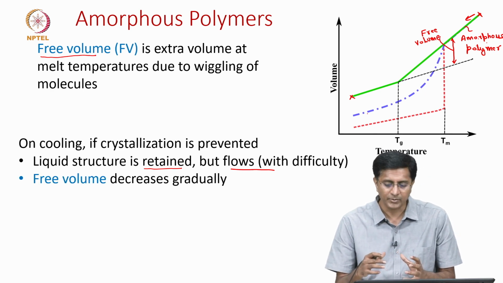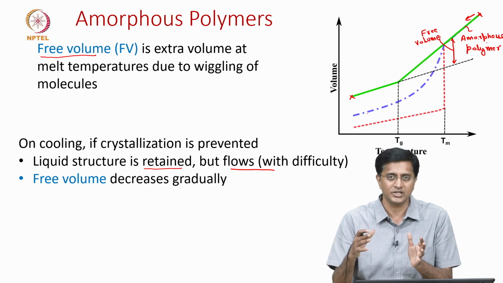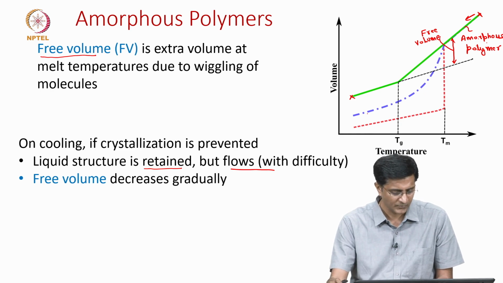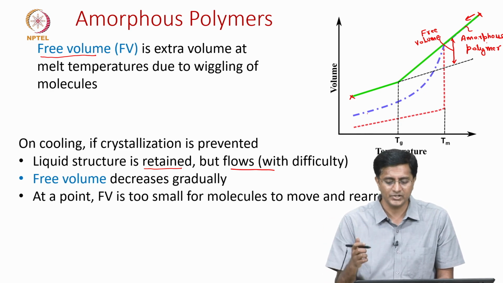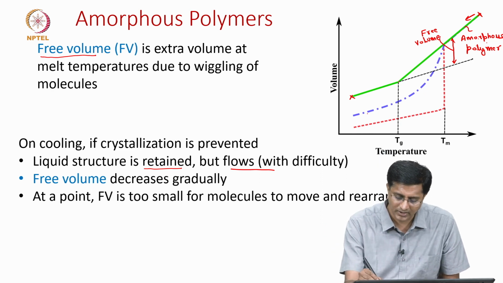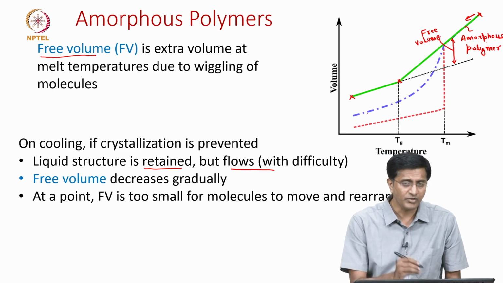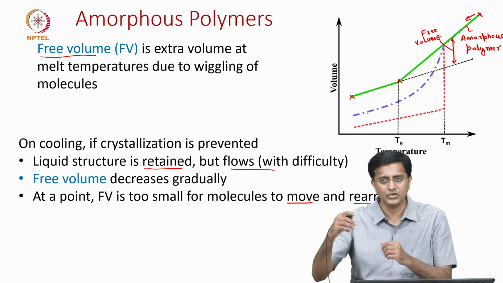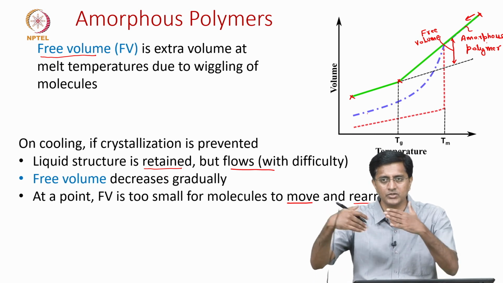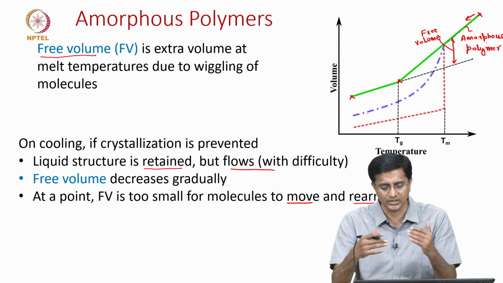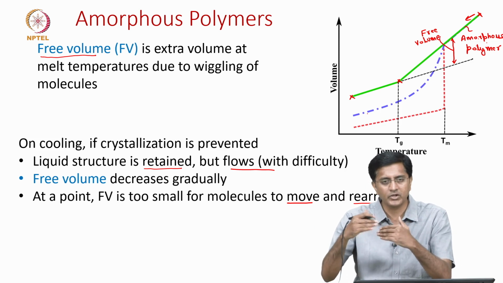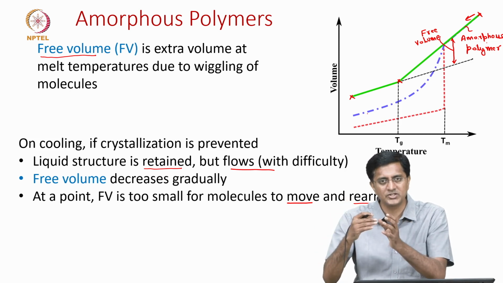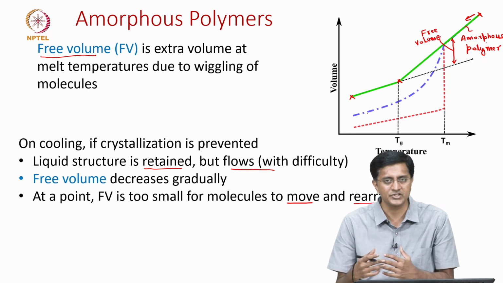So, what is happening here is that free volume is decreasing as we decrease the temperature. If we further decrease the temperature, we arrive at a point something like this, where the free volume is too small for molecules to move and rearrange. Initially the molecules are free to flow past each other, but that is all possible because of this extra free volume. But once this extra free volume is very limited, it is almost like a traffic jam, right.